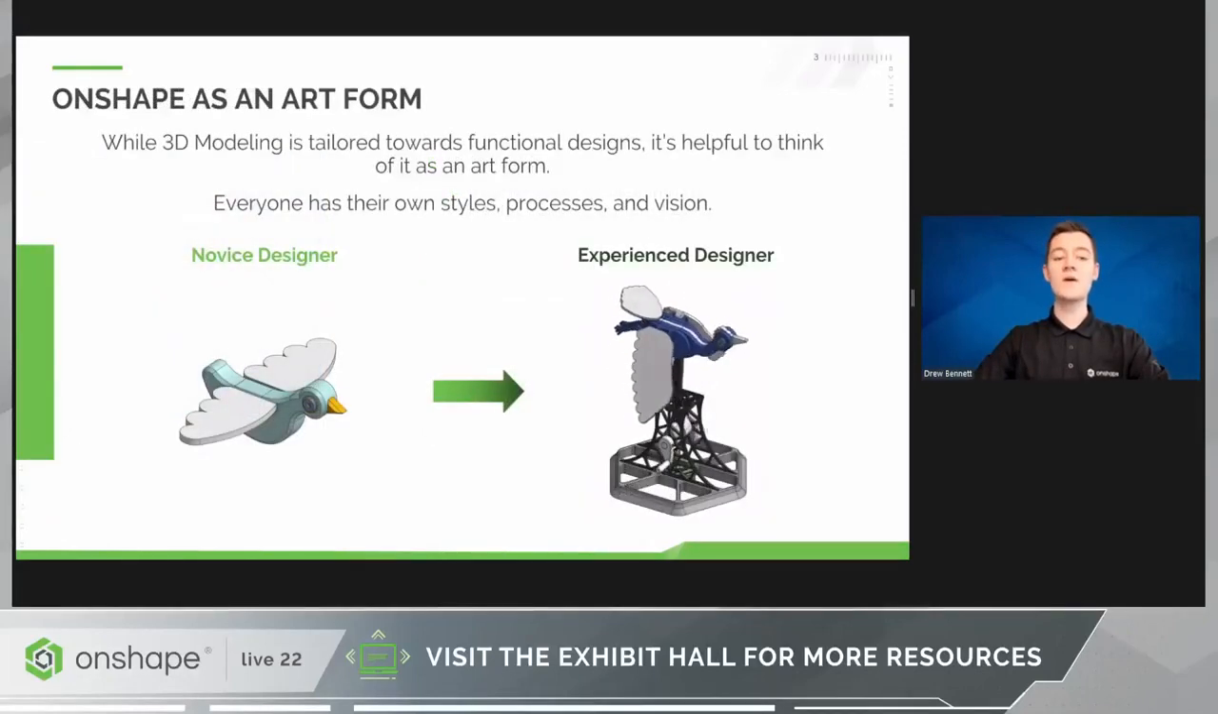When talking about how to best master Onshape, I like to present the analogy that we should think of it as an art form. 3D parametric modeling is obviously a tool tailored towards creating functional designs, but it's also a platform with endless possibilities to turn your ideas into virtual objects.